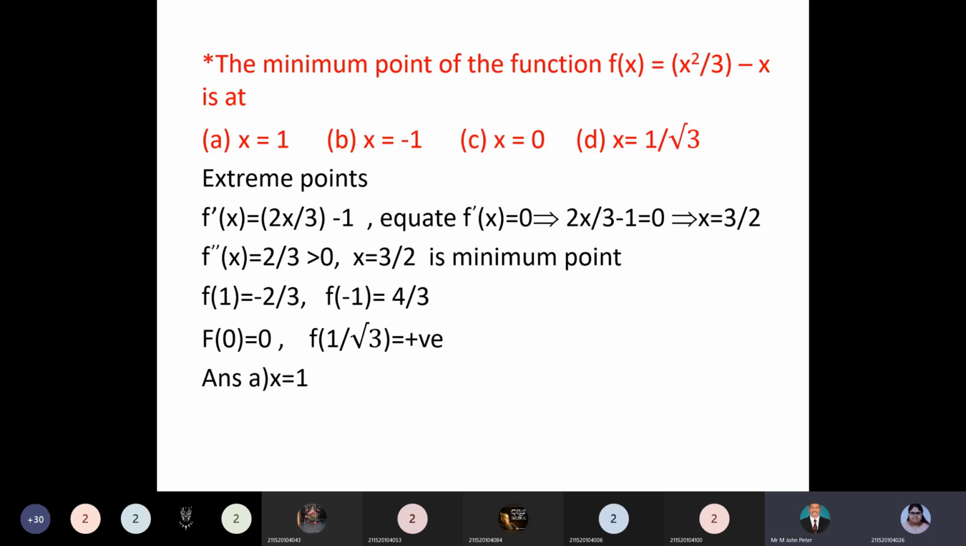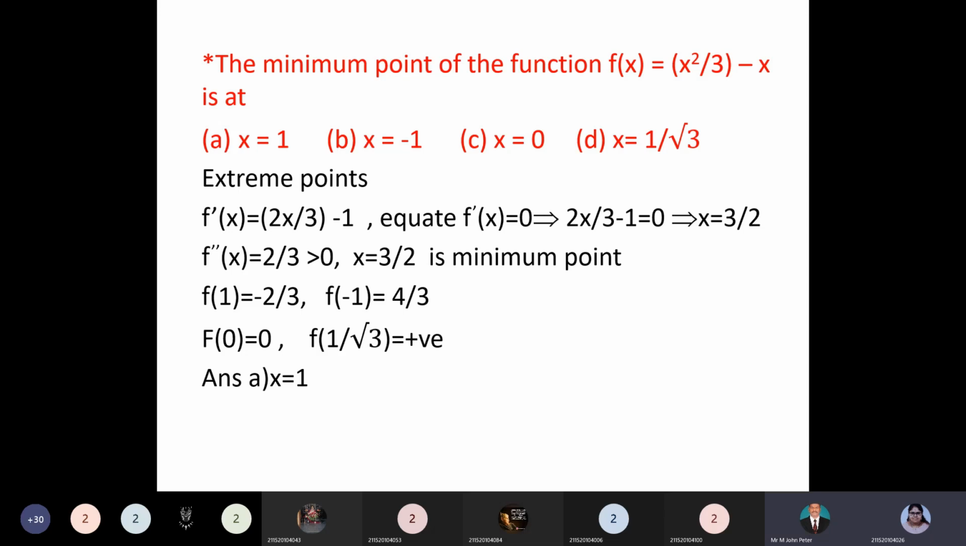Next, equate f'(x) to 0 to identify the extreme points. Extreme points include maximum points as well as minimum points. Sometimes you may get a saddle point, which is neither a maximum nor a minimum. In some cases you may get a point that is an extreme point but neither maximum nor minimum.